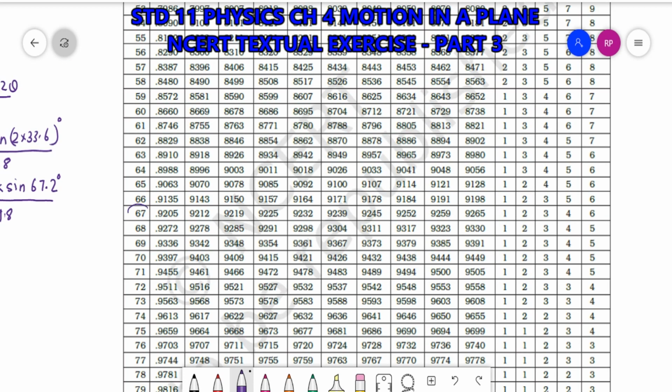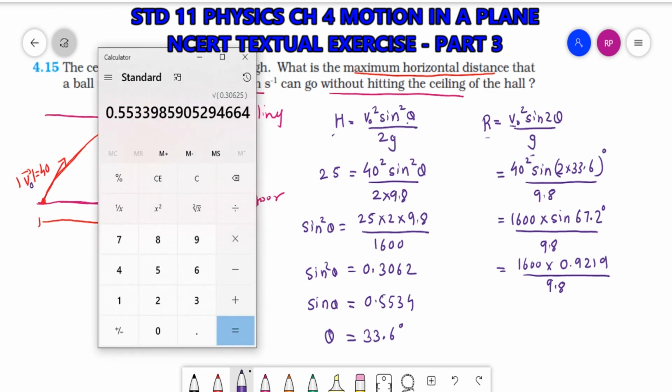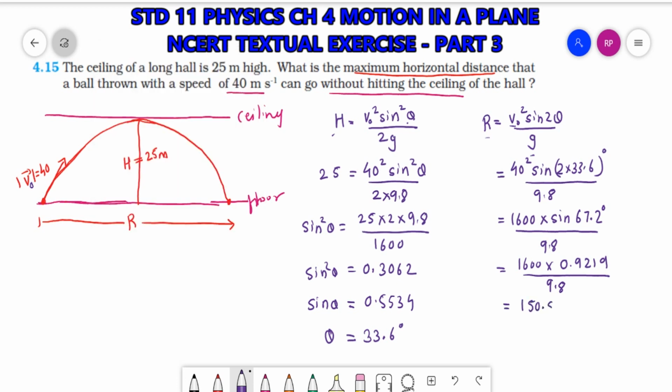Sine 67, here it is sine 67.0, sine 67.1 and sine 67.2. That is 0.9219. I will use this value 0.9219. So 1600 into 0.9219 divided by 9.8. Let's calculate 1600 multiplied by 0.9219 divided by 9.8, and this is equal to 150.514. So this is equal to 150.51 meter. The unit of velocity is meter per second, and of height is meter.